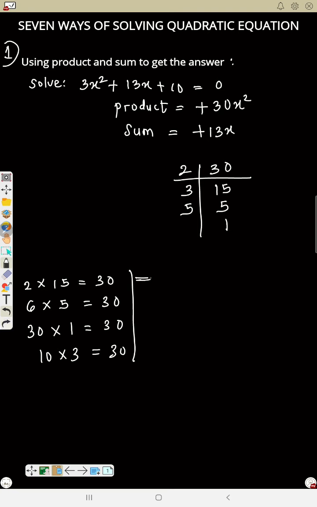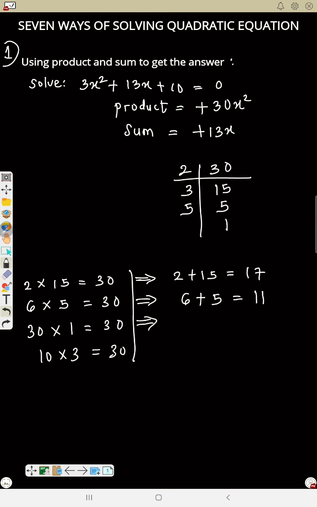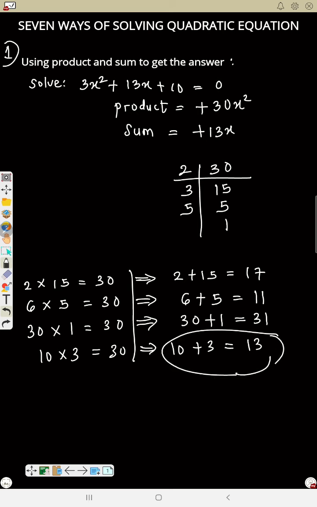Now let's add one by one. So the first one, 2 plus 15, that's 17. So it cannot give us 13. Do the second one, 6 plus 5 is equal to 11. Likewise, 30 plus 1 will give you 31. So we are adding these numbers: 2 plus 15, 17, 6 plus 5, 11, 30 plus 1, 31, then 10 plus 3 is equal to 13. Now you can see this one gives us what we want. 10 plus 3 is 13.